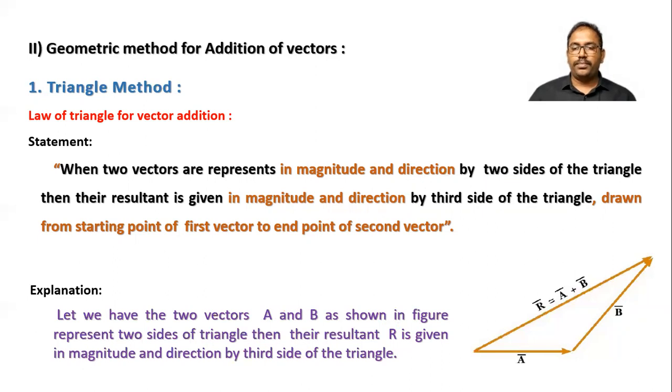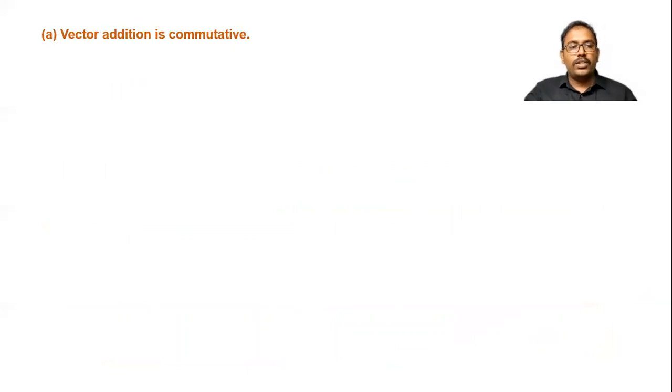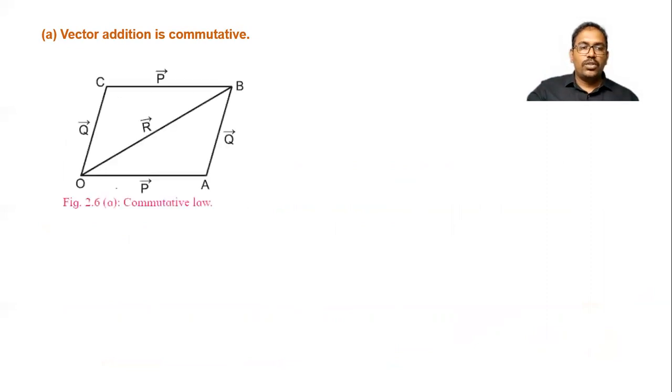Okay. Now after this triangle method, we have to learn the next method. Before the next method, some article is there related to this. Vector addition is commutative. So we have to prove that vector addition is commutative. What is the commutative law of addition? That also you come to know.